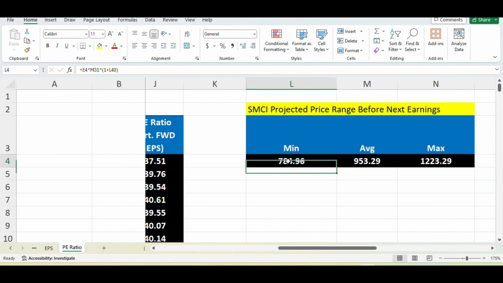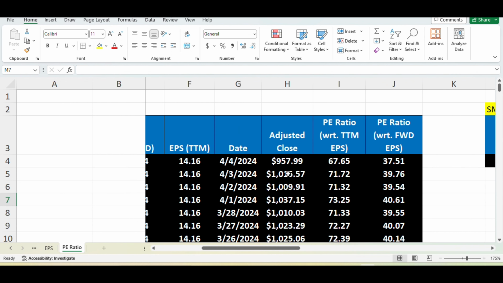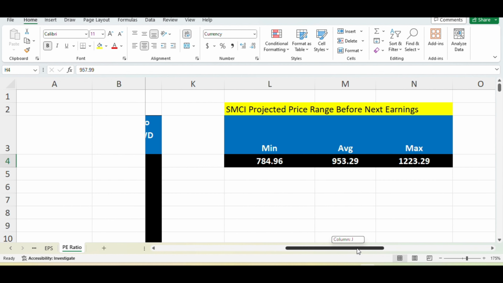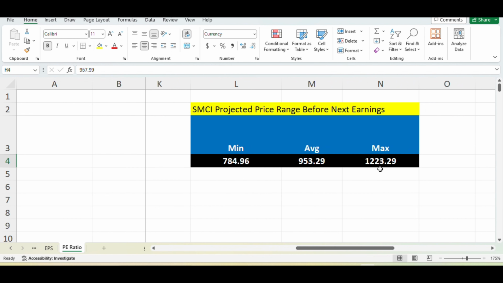So in my opinion, SMCI before the next earnings should be moving between 784 and 1223. As of this point, SMCI is at 957, close to the average price, but there's still some room for SMCI to go down or go up. But I'm not expecting SMCI to go above 1223 in this quarter before the next earnings.